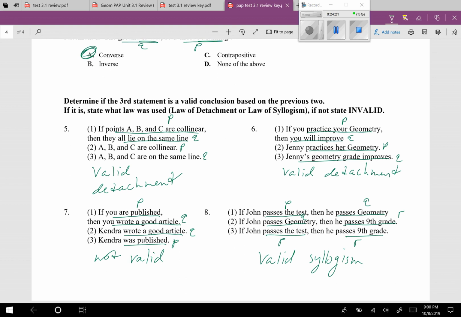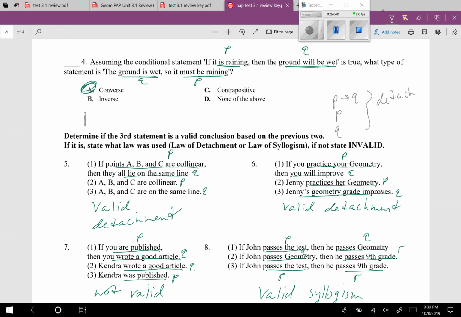Okay, 5 through 8, you've got the law of syllogism and the law of detachment. Remember, detachment, it's P, then Q, P, and then Q. This is detachment. And then for the law of syllogism, it's P, then Q, Q, then R, P, then R. So that's syllogism. And if your statements don't follow that order, then it's invalid.